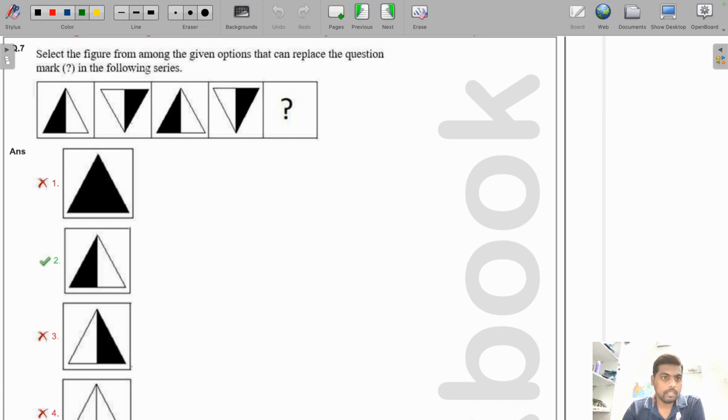Now they are asking us to select the figure among the given options that can replace the question mark. Guys, if you see here, this figure is rotated 180 degrees, and here this triangle is rotated 180 degrees, and this one is rotated 180 degrees. So again, if you rotate this figure 180 degrees, it will be like this only. Or else here the black bubble is on the left side, it will be on the right side, and here it is on the right side, so it should be on the left side. So this black color is on the left side in this option only.